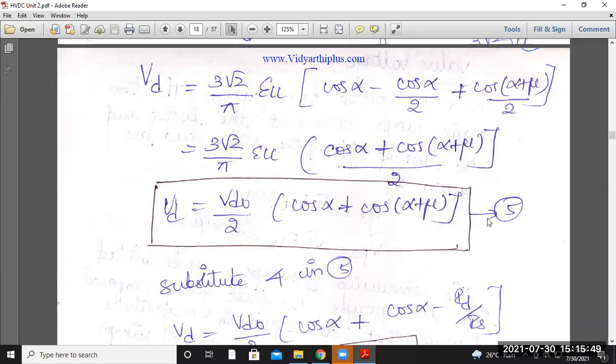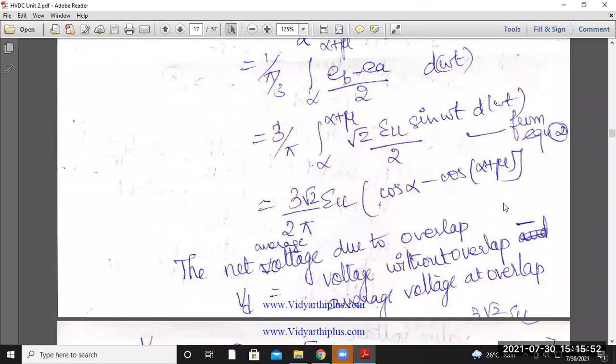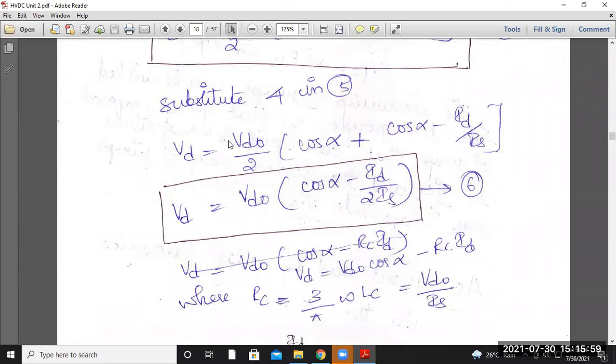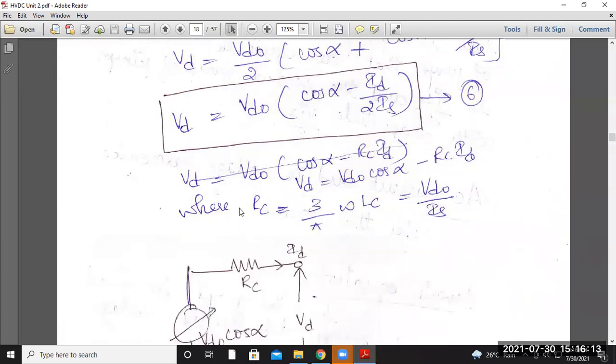And when we talk about equation 4, substitute it into equation 5. From there you will get Vd equal to V naught upon 2 (cos alpha plus cos alpha minus Id upon Is). If you solve this equation, you will get the sixth equation: Vd equal to V naught cos alpha minus Id upon 2Is. Where the value of Rc is given, you get Vd equal to Vd naught cos alpha minus Rc into Id.